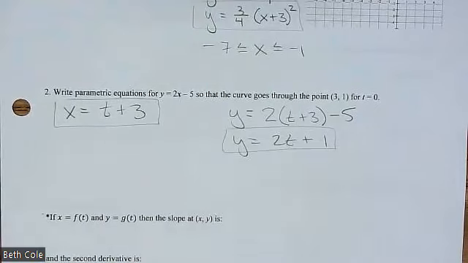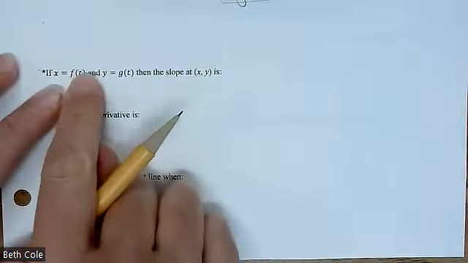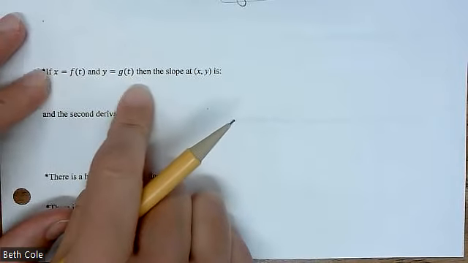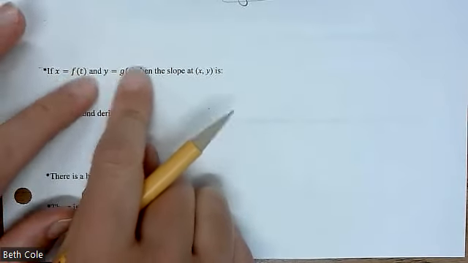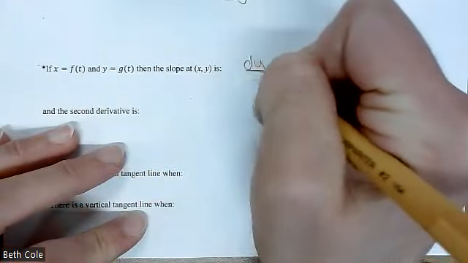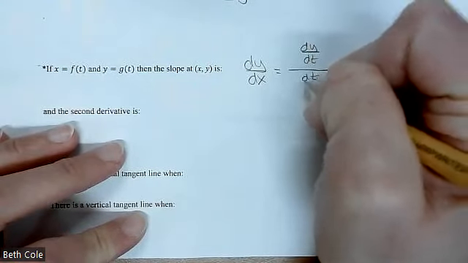So that's what we did last time. That's what a parametric equation is. Now we're going to venture forward and do derivatives with them. If x is in terms of t and y is in terms of t, this just means you have equations with x equals and y equals, and then you have t over here. Then the slope at x, y is dy/dx, that's our derivative. It is dy/dt over dx/dt.